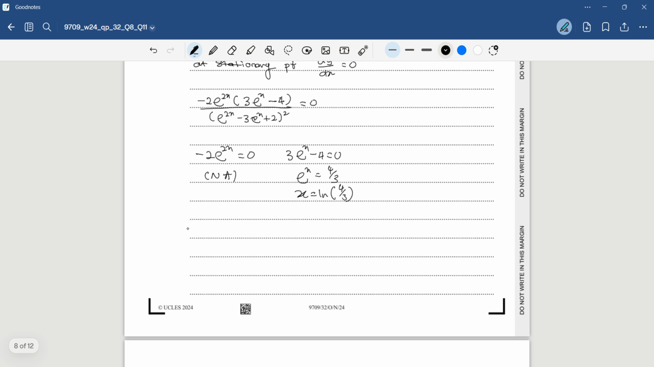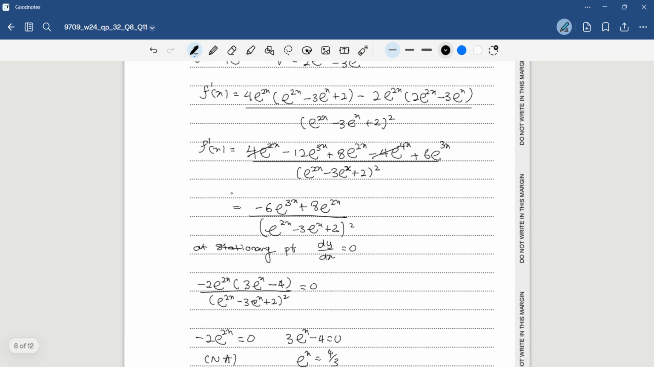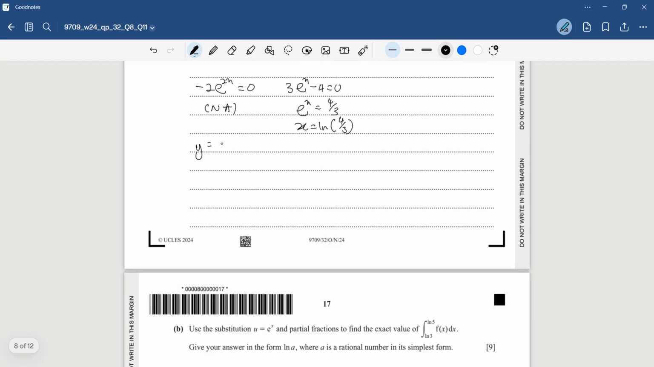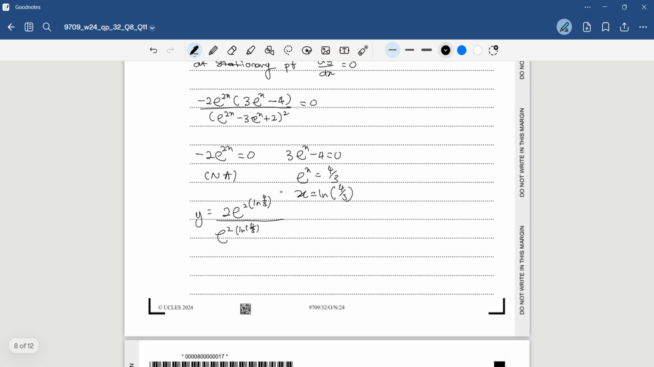Okay, so my y value is going to be, you substitute here, 2e^(2 ln(4/3)) divided by e^(2 ln(4/3)) minus 3e^(ln(4/3)) plus 2. So you will get your y equal to negative 60. Therefore, the stationary point will be ln(4/3) and negative 60. Okay, so this is my stationary point.